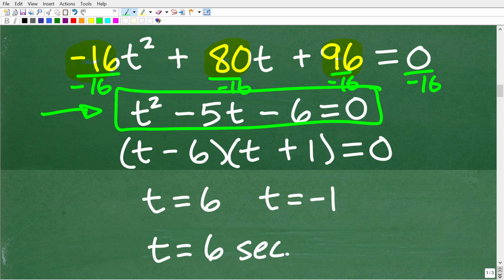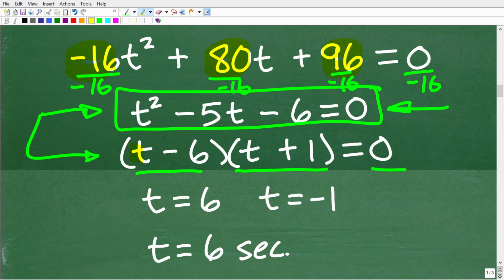Once again, we're talking first year algebra here. As long as you understand algebra, you will be able to understand the calculus and physics, by the way, for this problem. So we have a quadratic trinomial here, and the best way to solve this equation for t is to factor it. So t squared minus 5t minus 6 is equal to 0. We can factor as t minus 6 times t plus 1 is equal to 0.